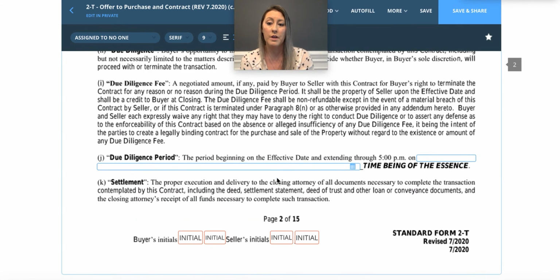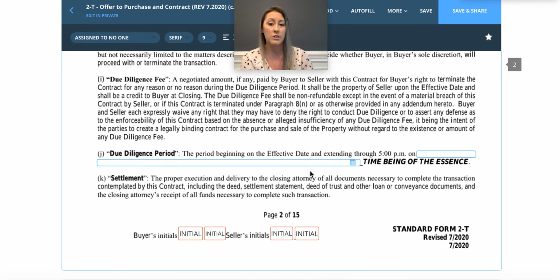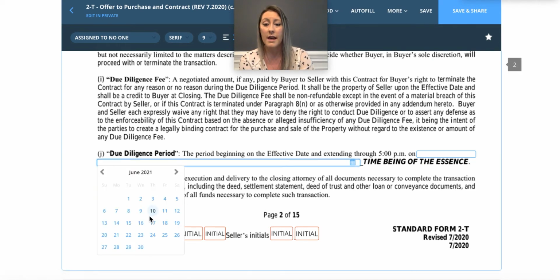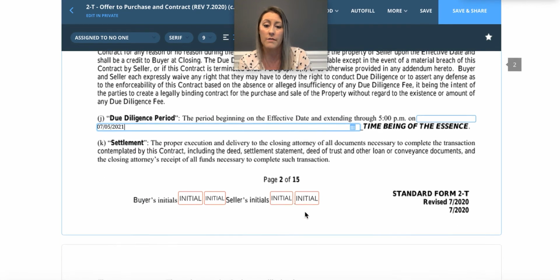All right, moving on, due diligence period. Due diligence is going to start as soon as this contract is signed by all parties, and it's going to end on what day? I like to give my clients about 4 weeks for their due diligence. It gives them plenty of time to order a survey, get the well and septic inspected if the property has that, and get the home inspected. So like I said, 4 weeks. We're going to have this go till July 5th.